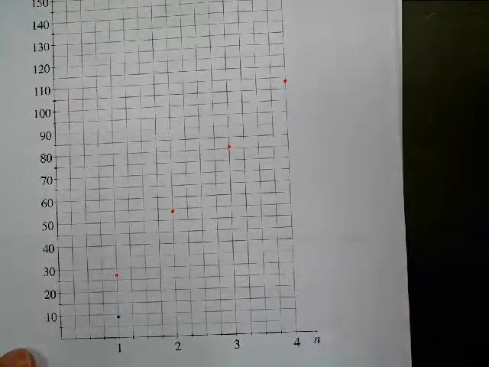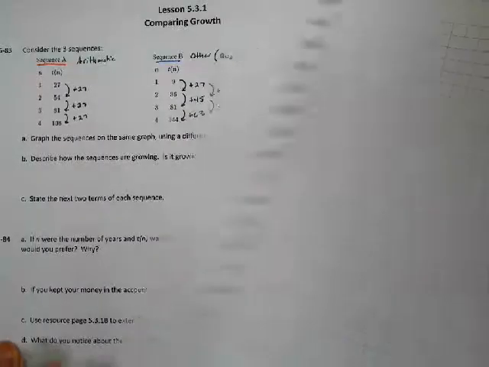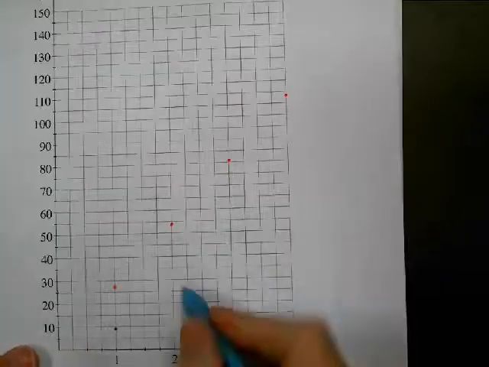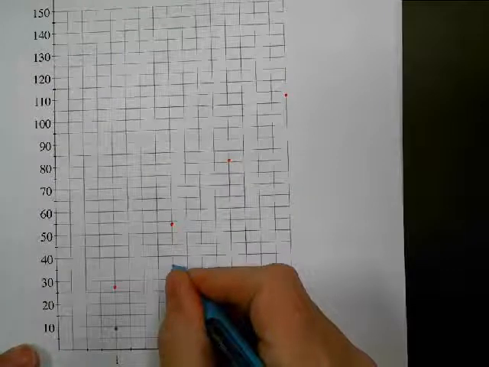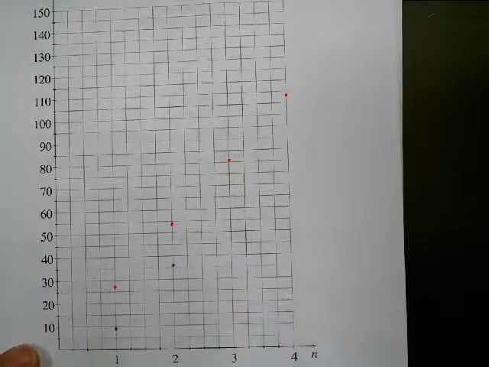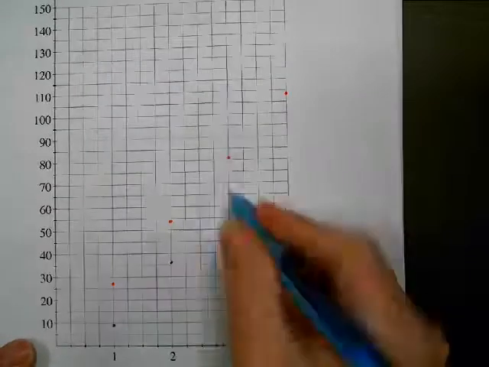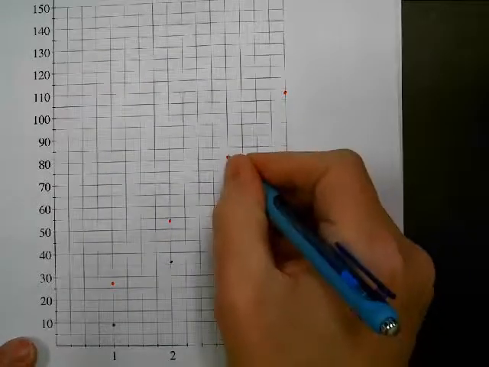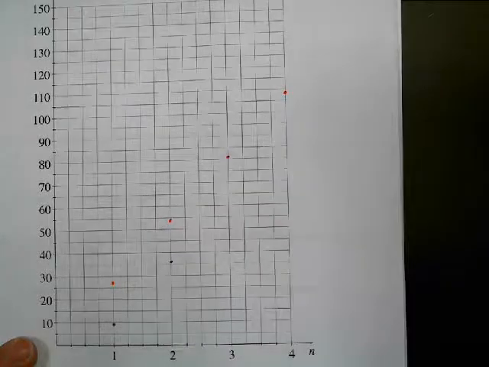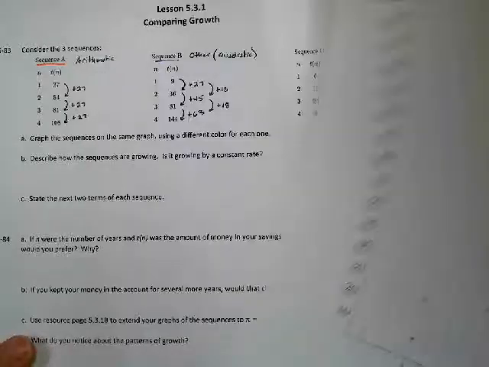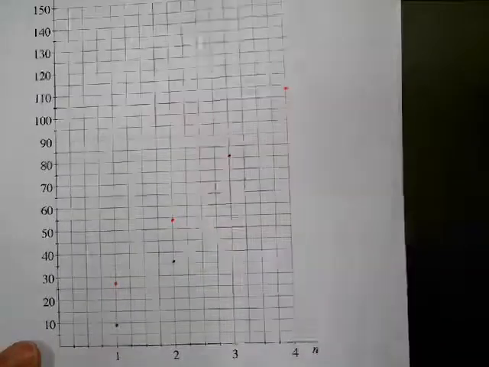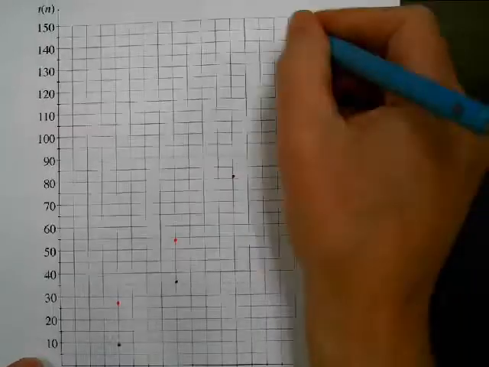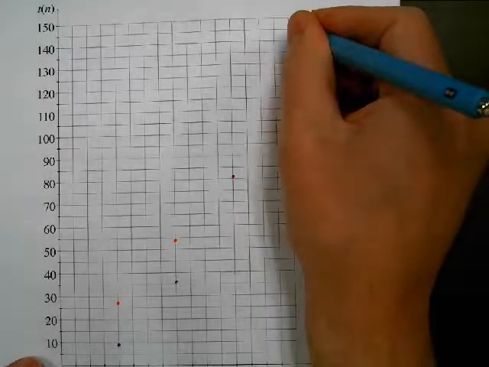The next one would be at 2, 36, and 35 is about here, so 36 would be about right here. The next one would be at 3, 81. Ooh, they're tied. And then the next one would be at 144. So 145 is right here, so this would be 144.